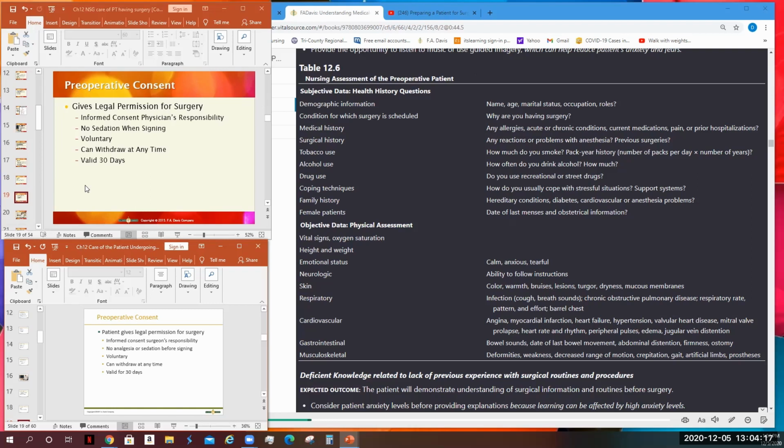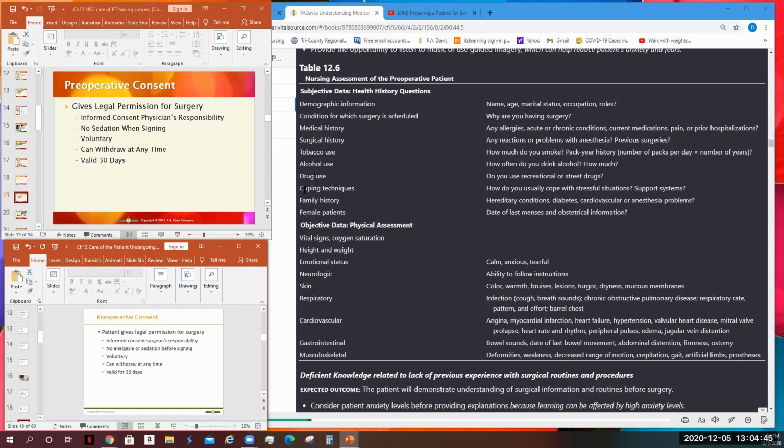Tobacco use, how much do you smoke? Pack year history, which is the number of packs per day times the number of years that they smoked. Alcohol use, how often do you drink alcohol? How much? Drug use, do you use recreational or street drugs? Coping techniques, how do you usually cope with stressful situations?